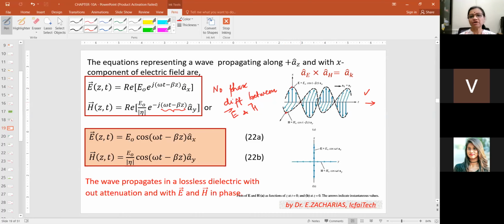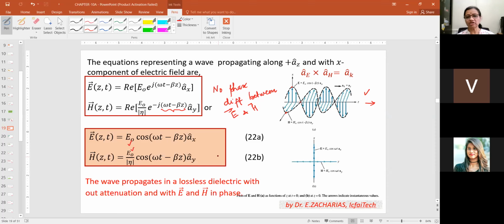And whenever H becomes 0, E becomes 0 at the same point. As the wave is traveling along the z-axis, the electric field and the magnetic field are in phase with each other as long as the material is a lossless dielectric. And next, you have also seen the relationship between E naught and H naught. H naught is equal to E naught by modulus eta. And modulus eta, now you know, is under root of mu by epsilon.